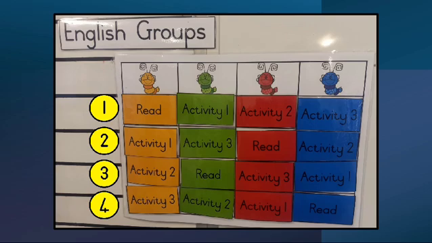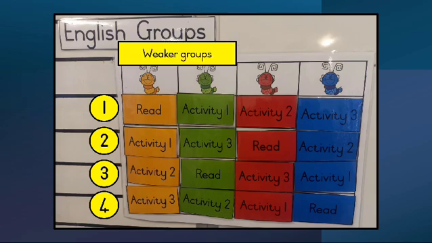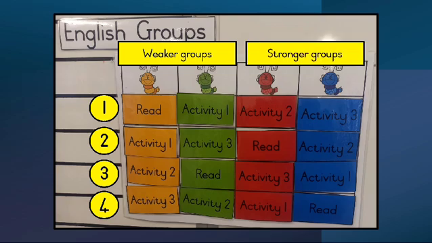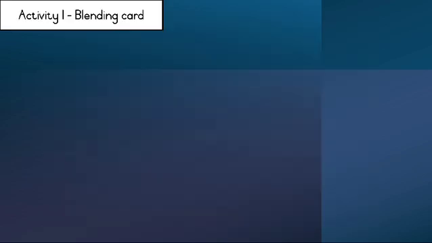Now these cards on the poster, they can all be moved, so if I decide that I want to work with my red group or my blue group first, I'm always able to change that around. So the yellow group and the green group, those are my weaker groups, and then the red and the blue, those are my stronger groups.